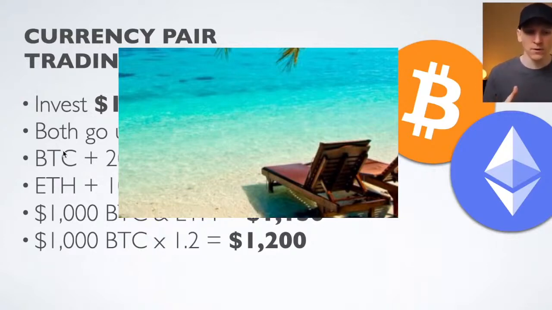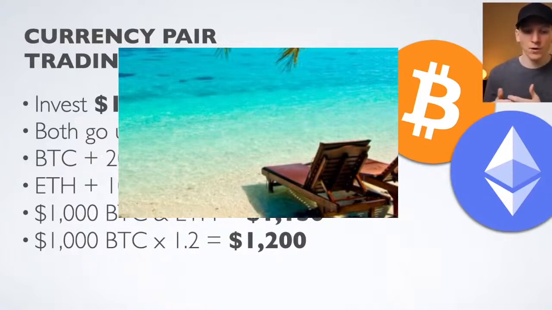Let's say you took $1,000 and you invested $500 each, 500 in Bitcoin and 500 in Ethereum. They're the top 2 cryptos, and they both go up in value. Both have gone up, so we're super happy. But you can see here, Bitcoin actually went up 20%. So our $500 times 1.2 is $600. Ethereum, though, only went up 10%. So $500 times 1.1 is $550.